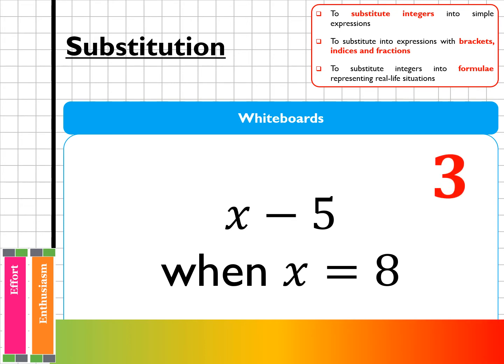So hopefully with that question, you got an answer of 3, because I'd have 8 take away 5, which is 3. Here's the next question.